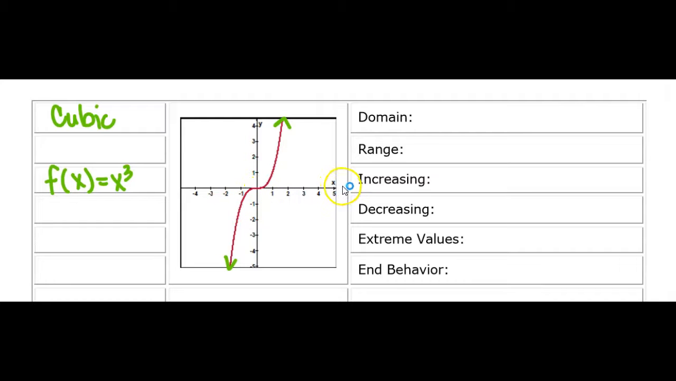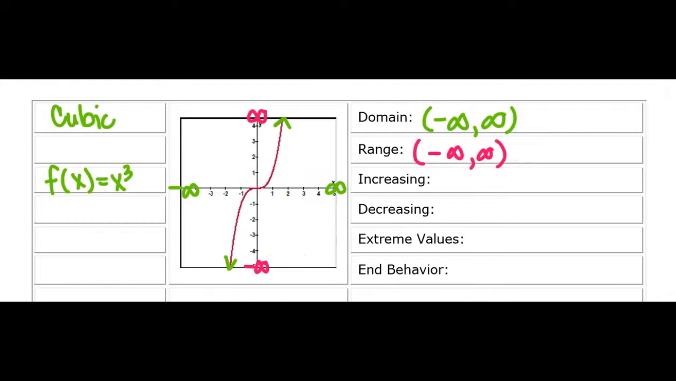So if we look at our domain, we can see the graph is going to the right forever, and it is also going to the left forever. So domain is all real numbers. And the range, you can definitely see the graph is going up forever and also going down infinitely. So the domain and the range are both all real numbers.